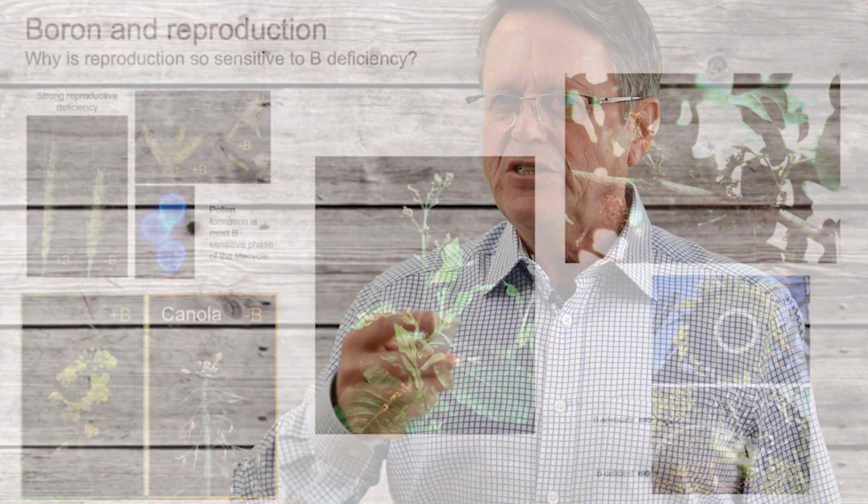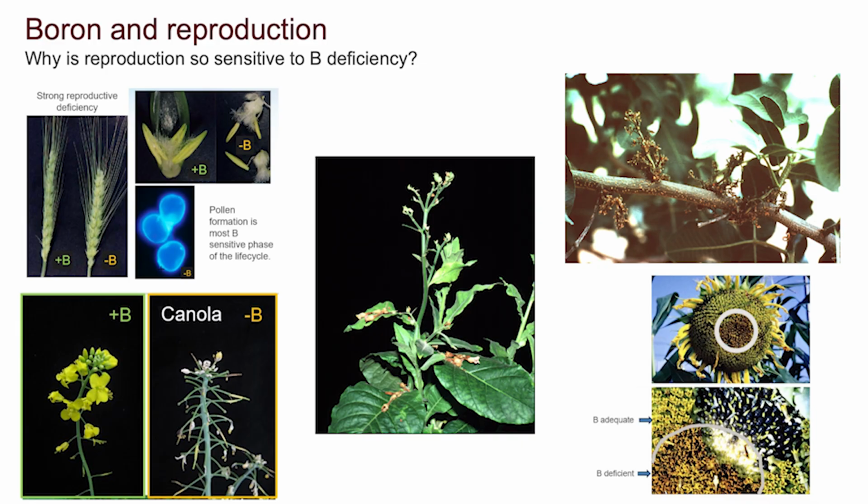So I've shown you all sorts of slides of the impact of boron deficiency on reproduction. But there is that core question of why is reproduction so particularly sensitive to boron deficiency? On the left, we've got images of impacts of boron on the flowering structures. In canola, we see the shattering and the drop of seeds post fertilization. In tobacco, I showed you that example of where the deficiency can result in flower abortion super rapidly.